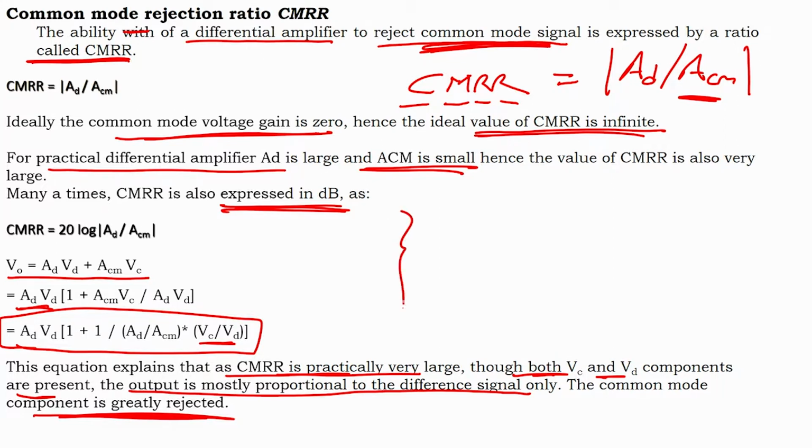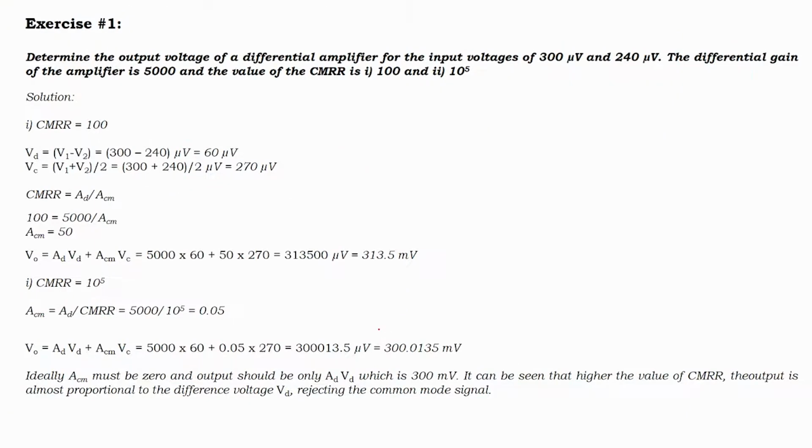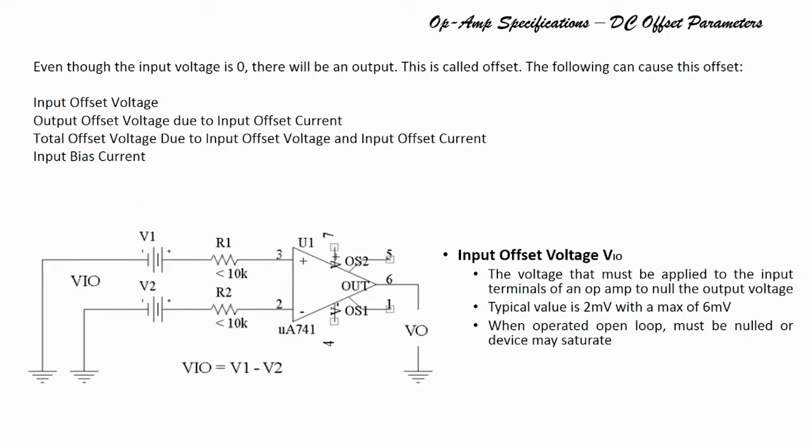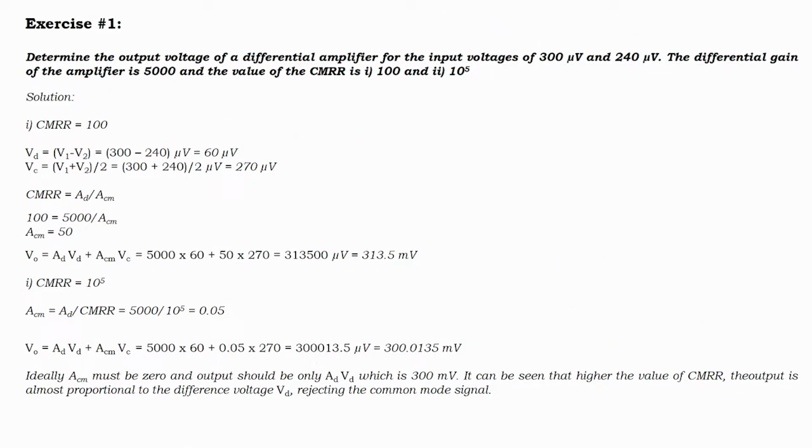Now, to understand whatever we have told about CMRR, we have to solve some problem. Then we will understand how CMRR is important. Okay. So, let us perform one exercise, and that exercise is, we have to determine the output voltage of a differential amplifier. So, VO is nothing but AD VD plus ACM into VCM, right. We know this formula.